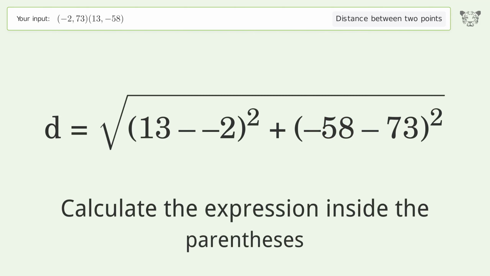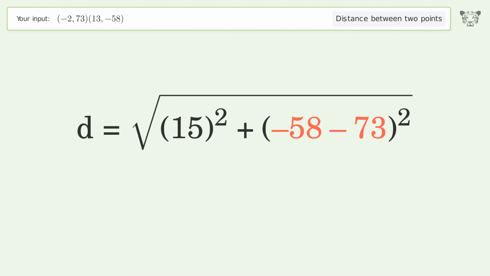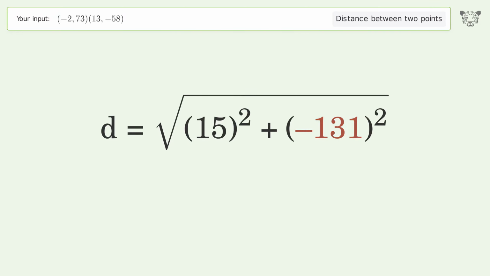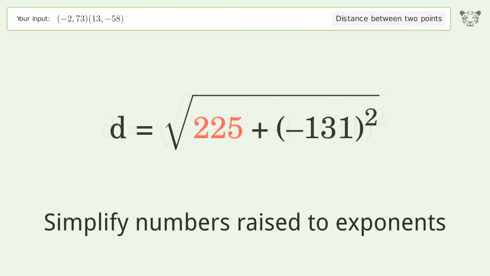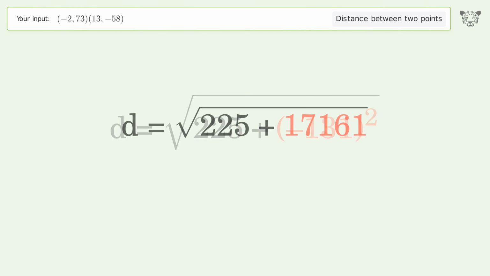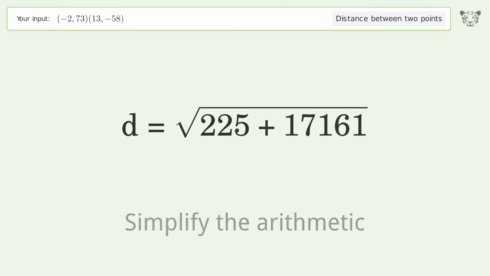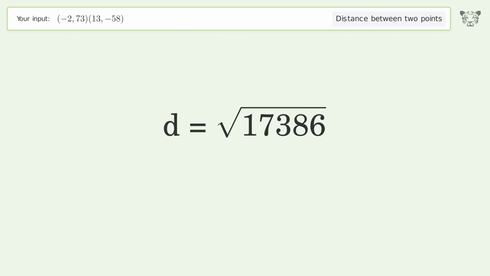Calculate the expression inside the parentheses. Simplify numbers raised to exponents. Simplify the arithmetic. And so the distance between the 2 points is the square root of 17,386, or 131.856.